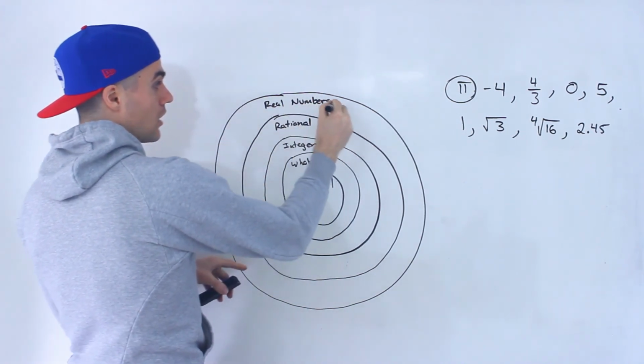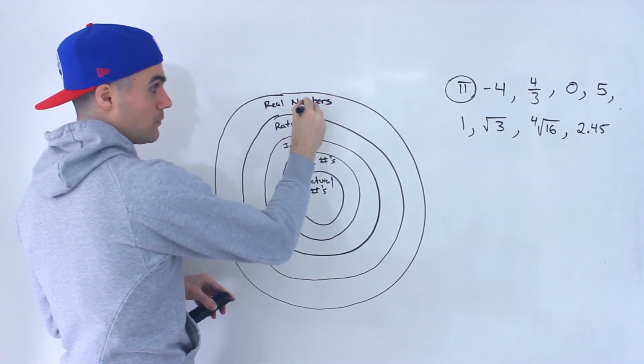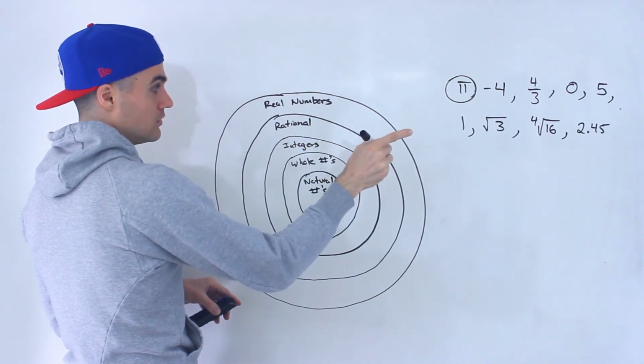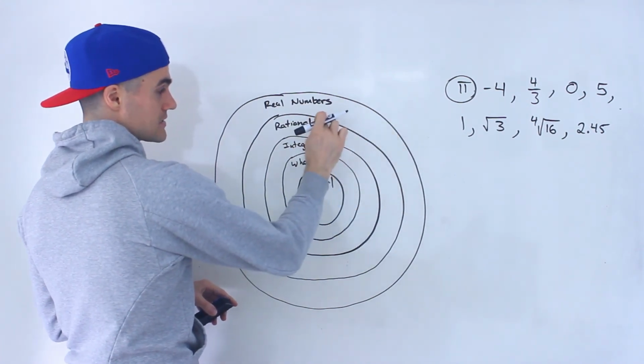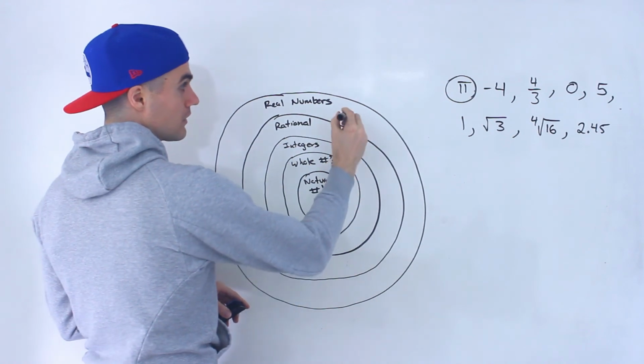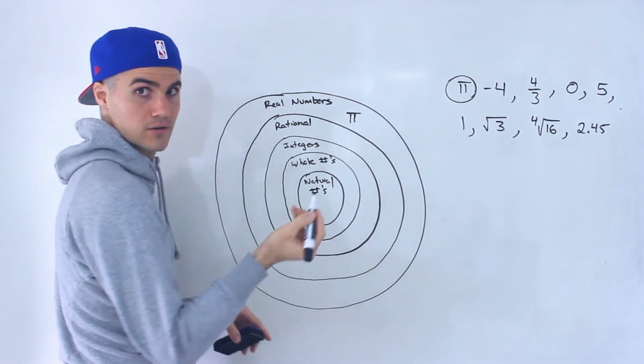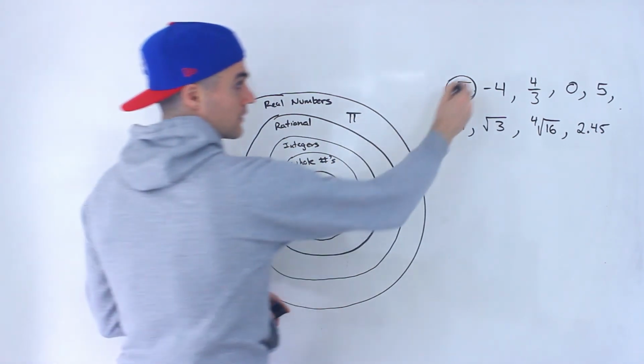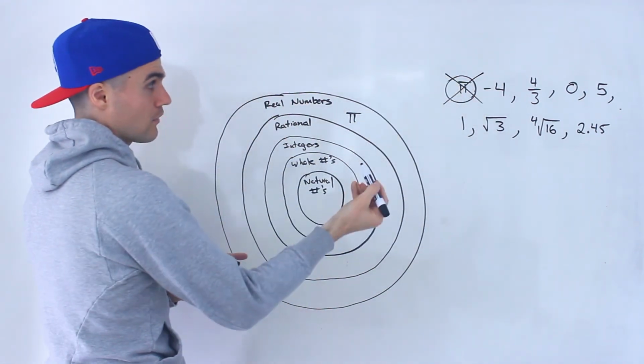So it's going to be on the outside here. It's a real number, but it's irrational. So it's in this area. It's not within the rational area here. So we would put pi right there. And that's how you want to deal with all of these numbers.